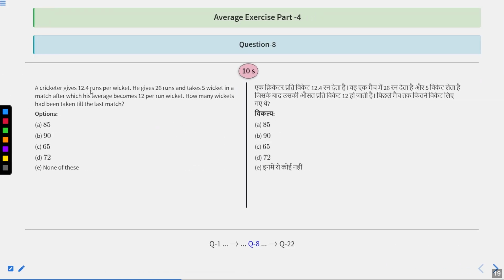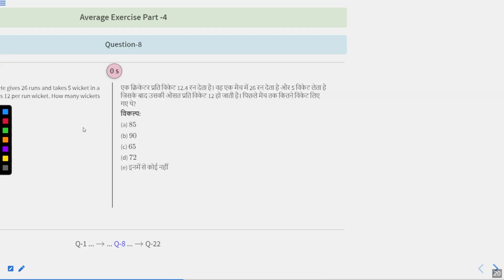A cricketer gives 12.4 runs per wicket. He gives 26 runs and takes 5 wickets in a match, after which his average becomes 12 runs per wicket. How many wickets had been taken till the last match? You have 5 options and 10 seconds to analyze the question. Your time starts now. Now time's up. Let's see the solution.